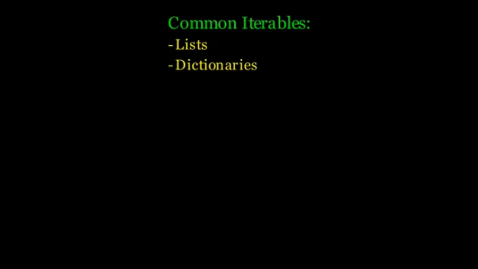The most common iterables in Python include lists, tuples, dictionaries, and sets. Each of these collection types has built-in support for iteration, making them convenient to use in for loops and comprehensions.